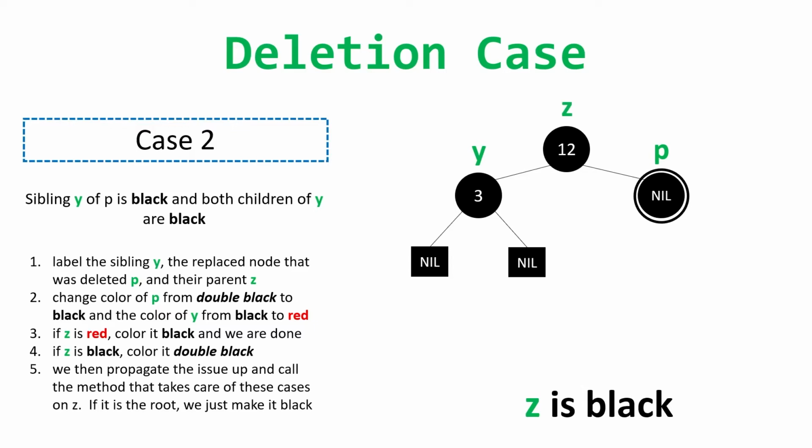We change the color of P from double black to black, and the color of Y from black to red. This is where it deviates again. If Z was red, we would just color it black and we're done. But it's not this time. If Z is black, we color it double black. And we would propagate this issue up and call a method that takes care of these cases on Z. If it's the root, we just make it black. In this case, it's just black, so we would be done here. We just get rid of the double black we have here. This now satisfies the double black property.